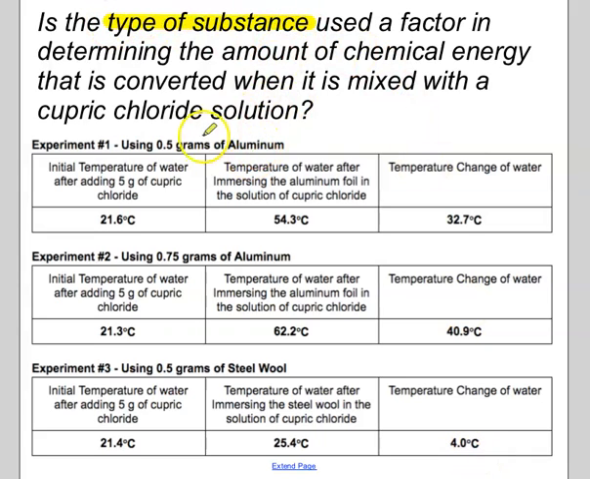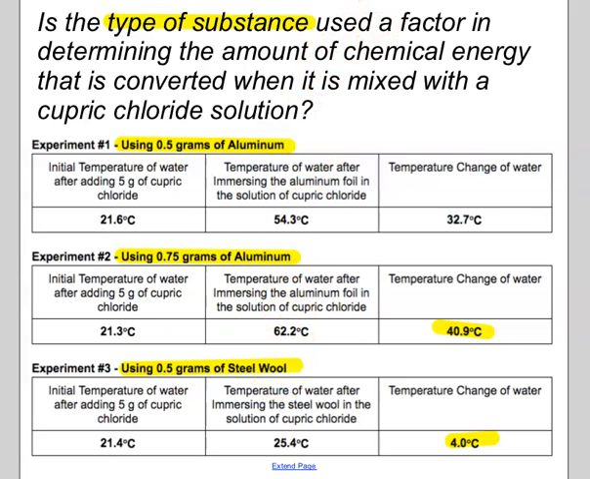So when I look at it, did you notice that right here, it uses 0.5 grams of aluminum, it uses 0.75 grams of aluminum, and it uses 0.5 grams of steel wool. So if you only want the type of substance, you want the mass to be equal, but you want the substance to change. You don't want to use 0.75 grams of aluminum foil and 0.5 grams of steel wool, because if these numbers are different, why is it different? Is it different because you had different masses, or is it different because you had different substances?